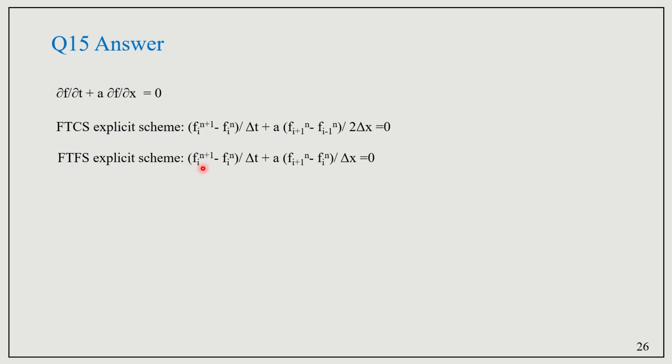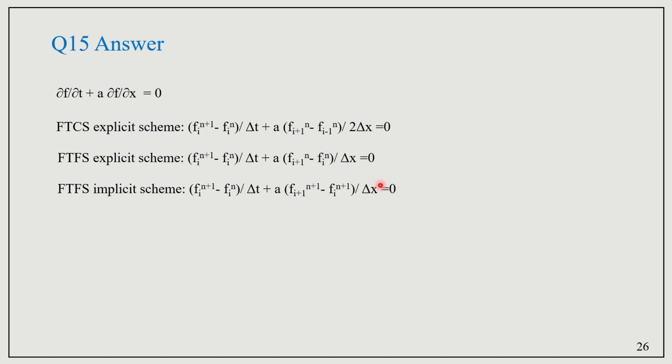in space, so F at I at n plus 1th time step minus Fi at nth time step divided by delta t. So forward in time and forward in space, I plus 1th grid spacing and ith grid spacing at nth time step. So forward time, forward space. Now if it is forward time for backward spacing, what will happen? This term will remain the same, whereas this particular term will become something like a into f at I at nth time step minus f at I minus 1 at nth time step.